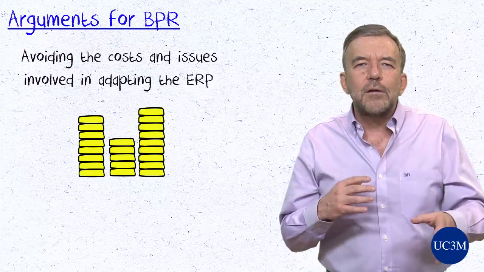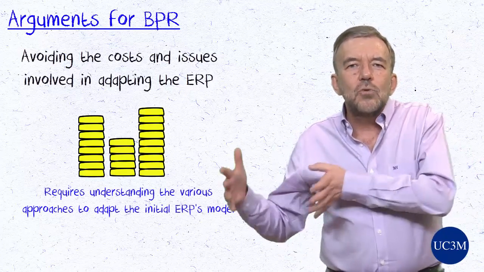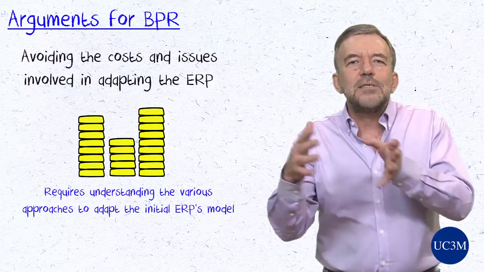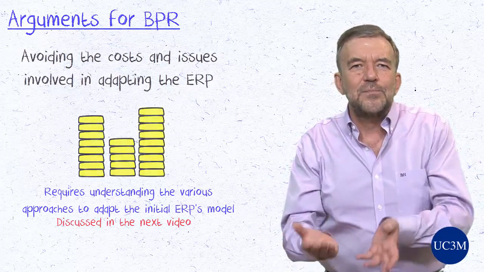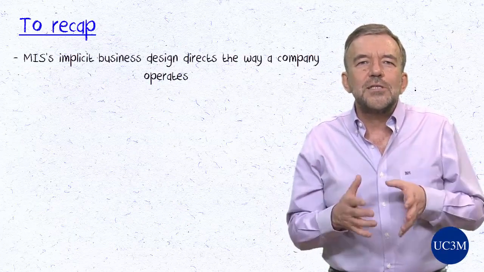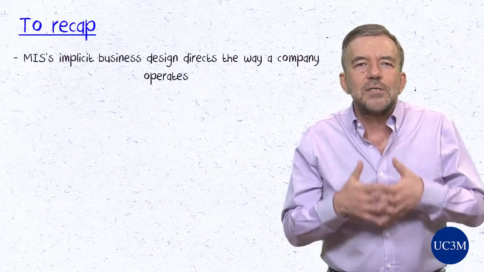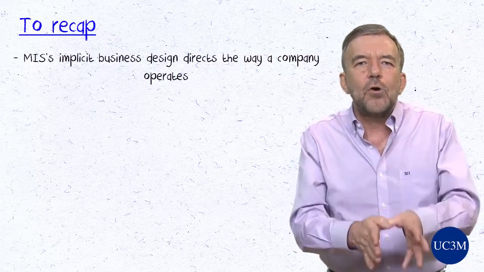Exploring this, however, requires understanding the various approaches a firm can take to adapt the initial implicit model of the management information system, as discussed in the next video. Thus, in this video, we have discussed how a management information system's implicit business process design actually directs the way a company and its employees operate.